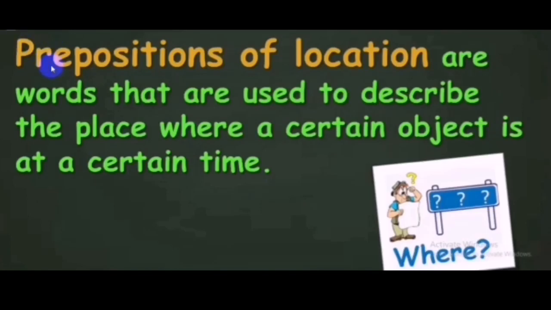Prepositions of location. Prepositions of location are words that are used to describe the place where a certain object is at a certain time.